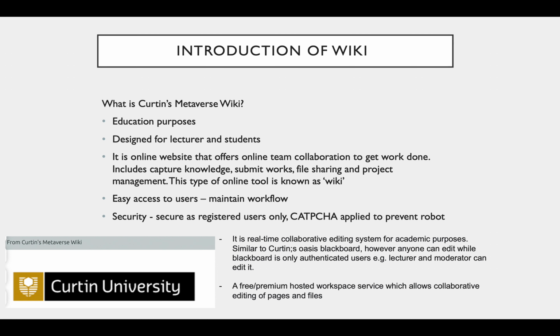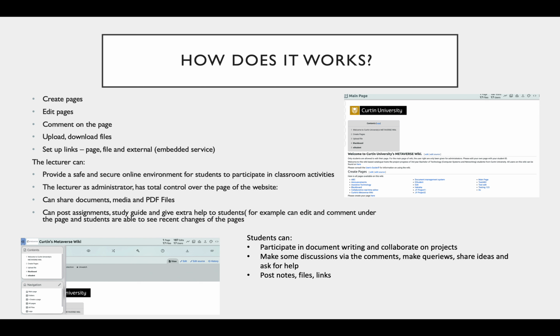This wiki is a real-time collaborative editing system for academic purposes, and is similar to the Curtin OSIS Blackboard. However, anyone can edit, while Blackboard is only editable by authenticated users, such as the lecturer or moderator. And this website is a free and wholesome workplace service which allows collaborative editing of pages and files. So how does it work?